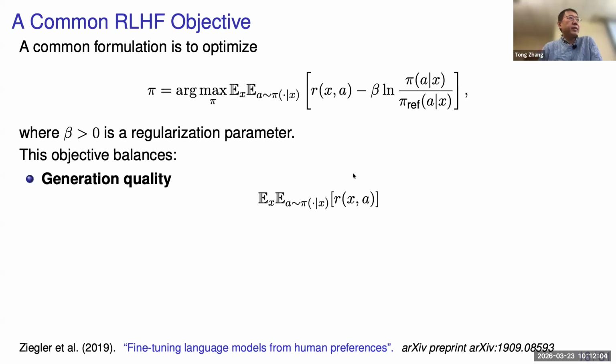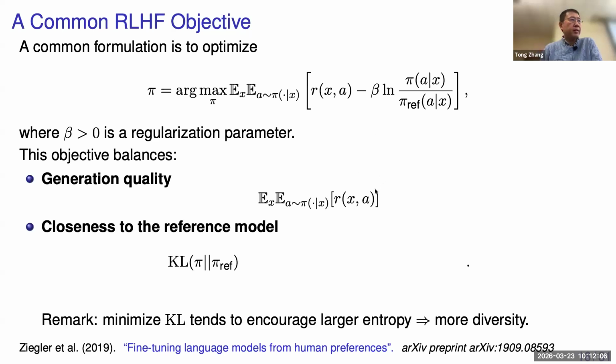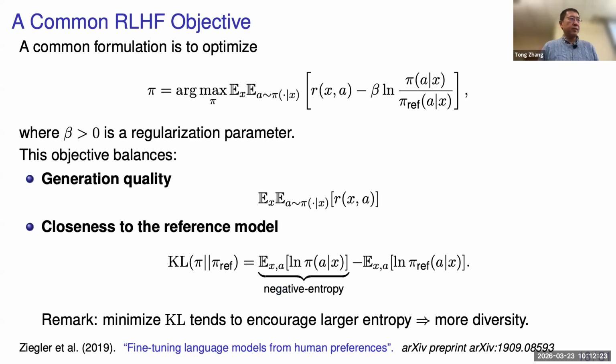Generation quality, right? It's here. The objective balances two aspects: being close to the preference model, and being close to the reference model. Essentially, this combines these two together. Beta is a trade-off parameter. It's just a trade-off, a regularization in the class.